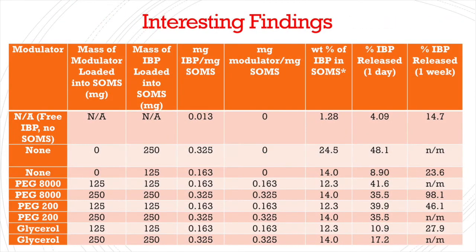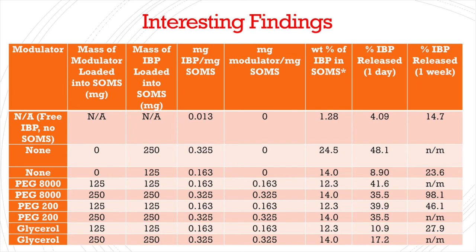So here are some interesting findings from the research. I'm not going to go into depth about this whole table, but we'll focus your attention to the farthest left column and the farthest 2 right columns. The farthest left column denotes the modulator that was used and was entrapped along with ibuprofen in SOMS. PEG 8000, PEG 200, and glycerol were these 3 modulators. PEG stands for polyethylene glycol, and the numbers associated with them are their average molecular weights in grams per mole. And glycerol's average molecular weight is about 92 grams per mole.